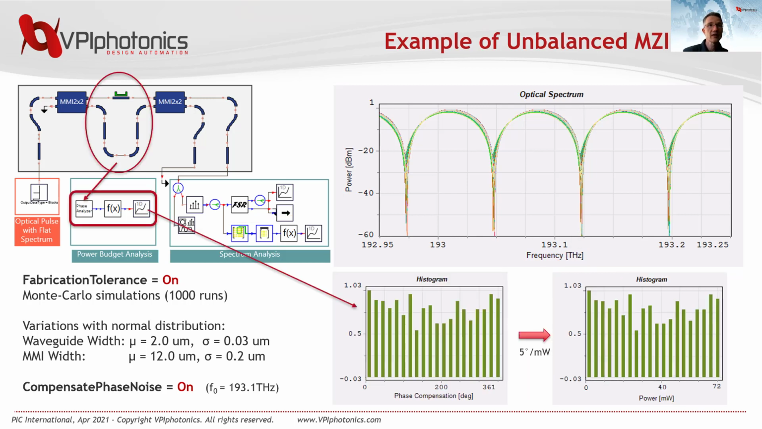Further, we can track and display as histogram the total phase shifts applied to the upper arm of the MZI. Considering a power efficiency of the tunable phase shifter of 5 degrees per milliwatt, the power distribution on the right-hand side can be derived.